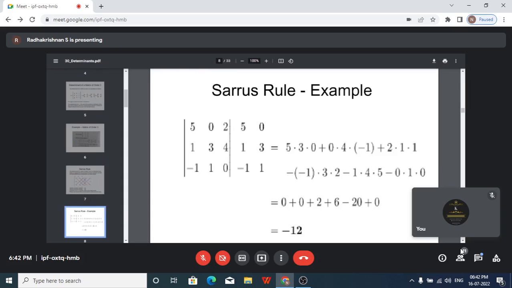So you multiply like I showed on the previous page: 5 into 3 into 0, 0 into 4 into minus 1, 2 into 1 into 1. Those are all the pluses. Then the minus terms, minus 1 into 3 into 2, like shown in this example. So it is slightly quicker to calculate like this, instead of the original method of element into its cofactor.